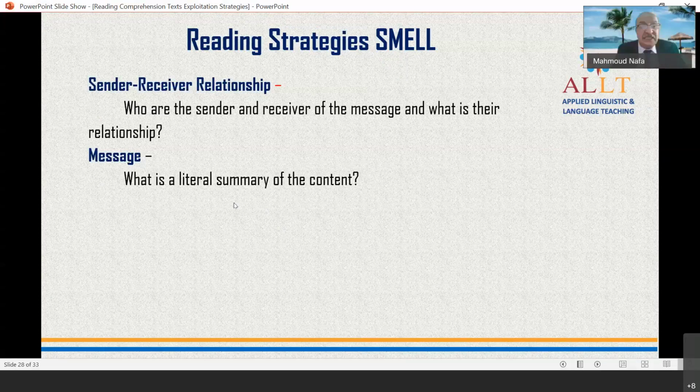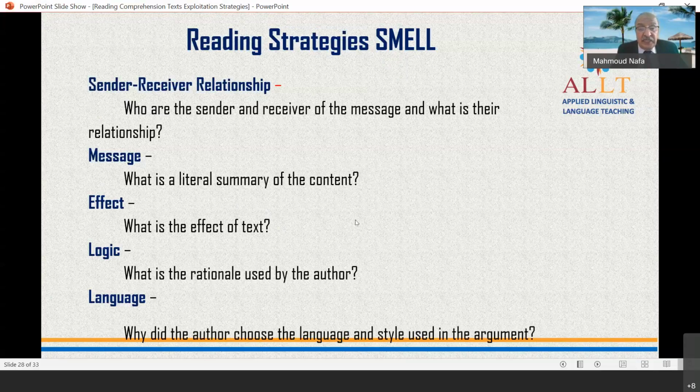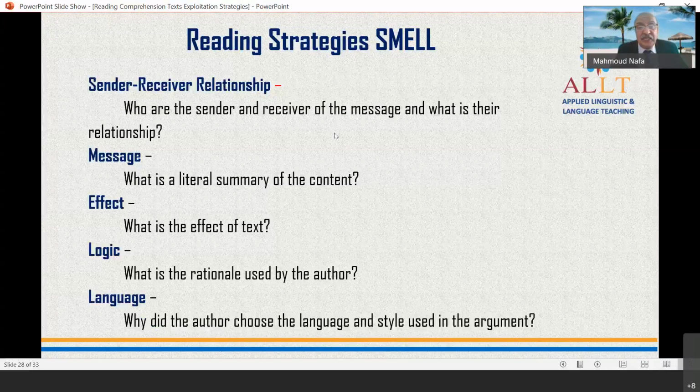Okay. What is the letter? What is the message, for example? Who is the sender? Who is the giver? Effect. What effect or impact does it have? What is the logic of the message? What is the language? How is the language? So this is the smell strategy.